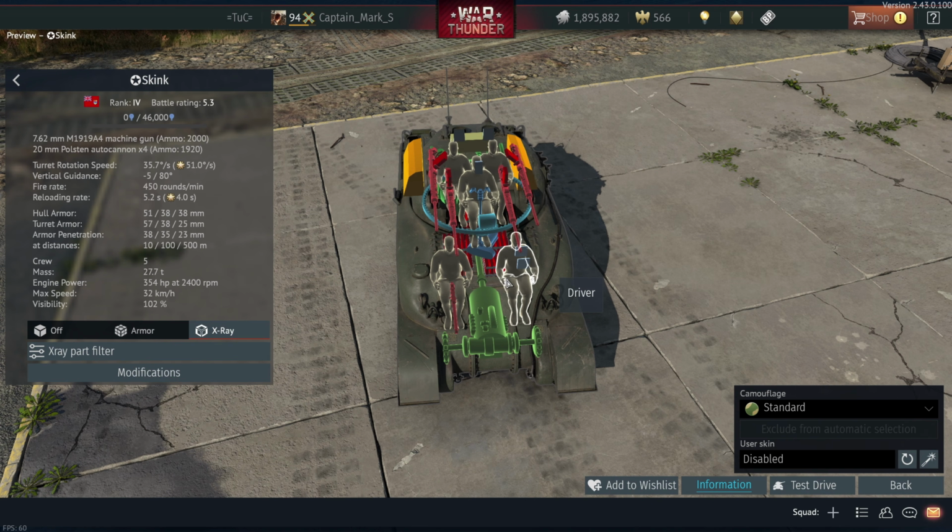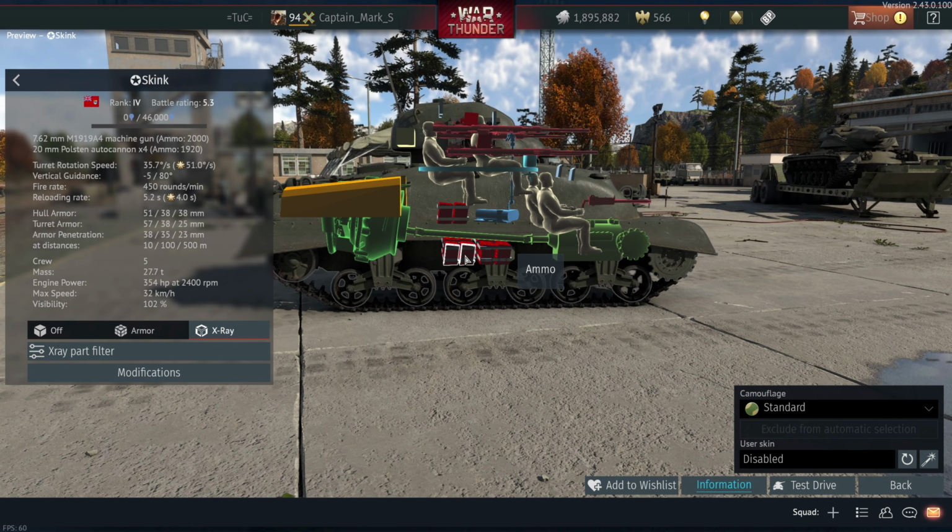Same goes for the driver for being able to maneuver the tank, and if you take out the loader, in some cases some tanks have multiple loaders, the tank will have a significantly slower reload rate, giving you more time between it firing to actually be able to disable the tank. Another key feature to look out for is ammo and where it is stored. Hitting an ammo rack almost for sure will cause the tank to detonate, resulting in a kill.